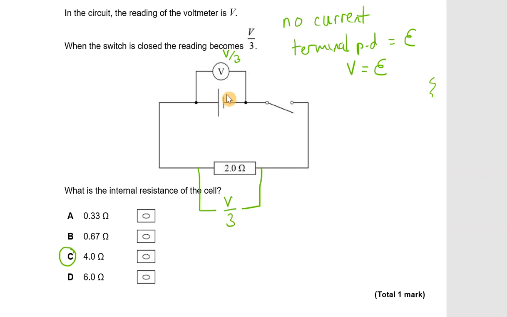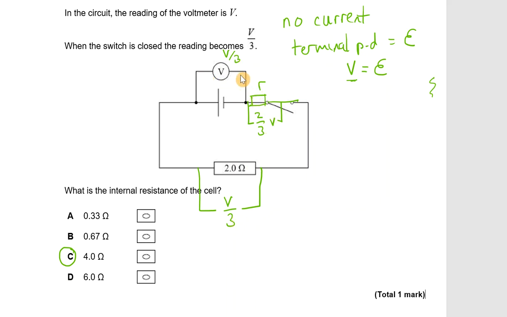Now, the total EMF produced, the amount of energy per unit charge produced by the cell, has to go somewhere. So the total amount produced is V, and yet we've only got V over 3 across this external resistance. That's because a certain amount is being used across the internal resistance, and that must be 2 over 3 V. Why does it need to be 2 over 3 V? Because the potential differences across the components must add up to the EMF, which we've said is V. So 2 over 3 V plus 1 over 3 V is going to equal V.